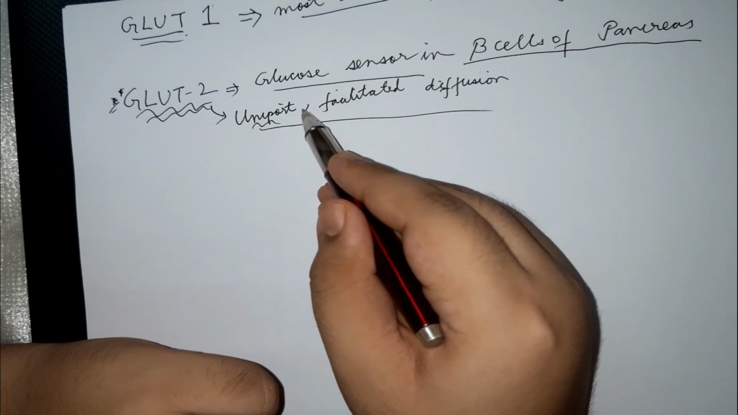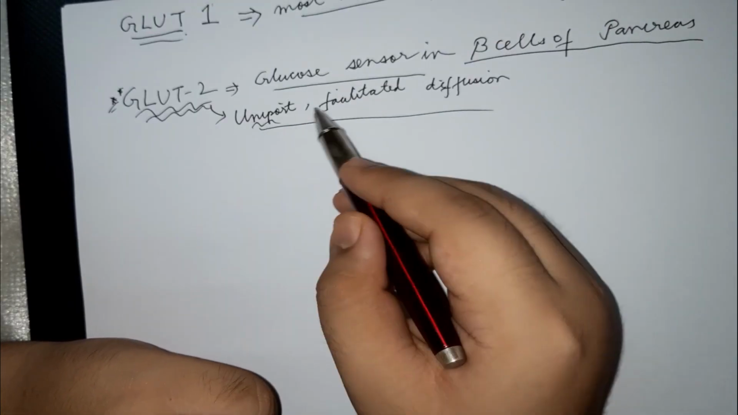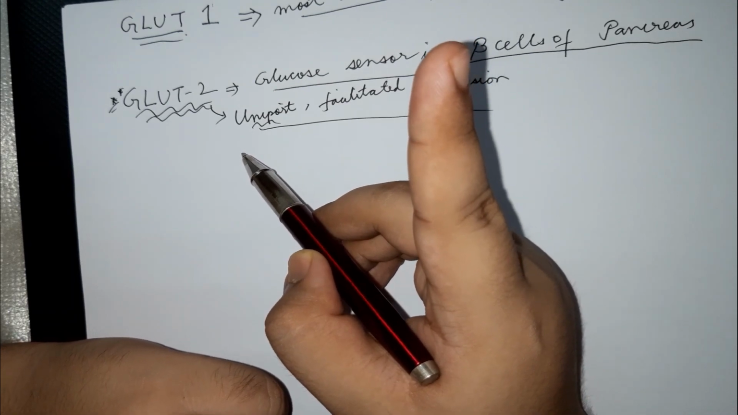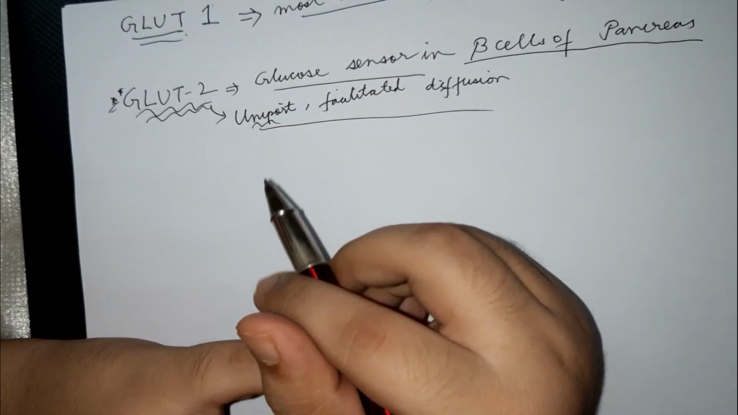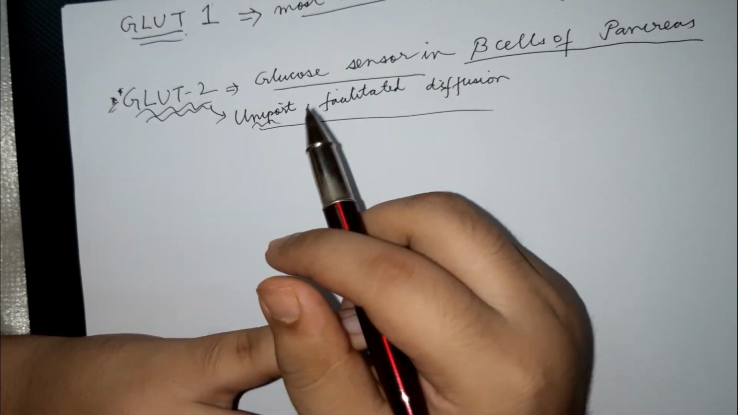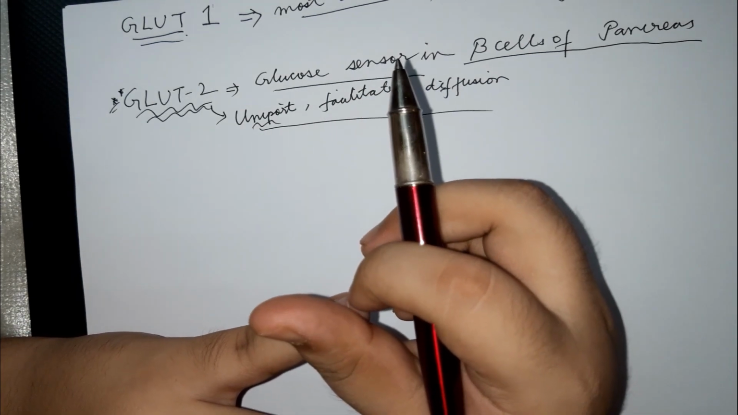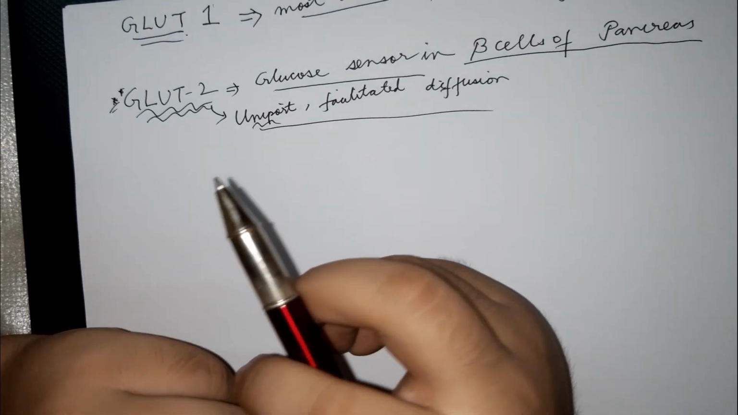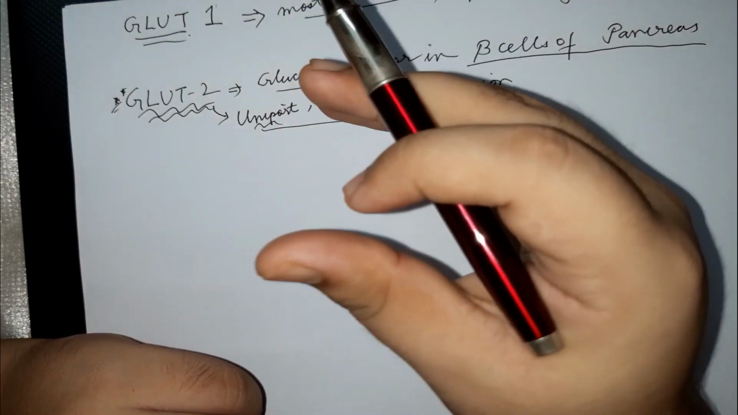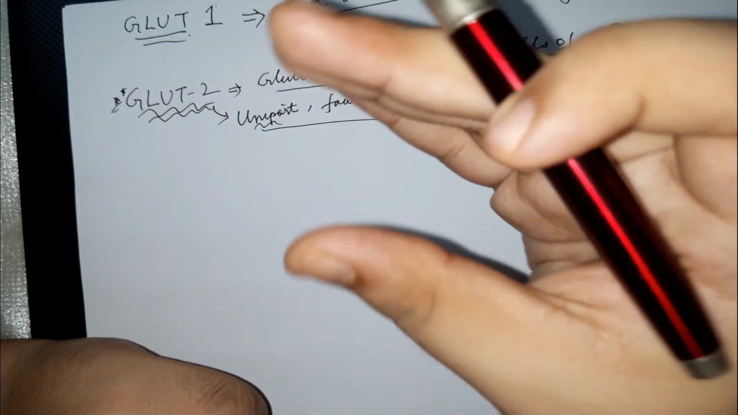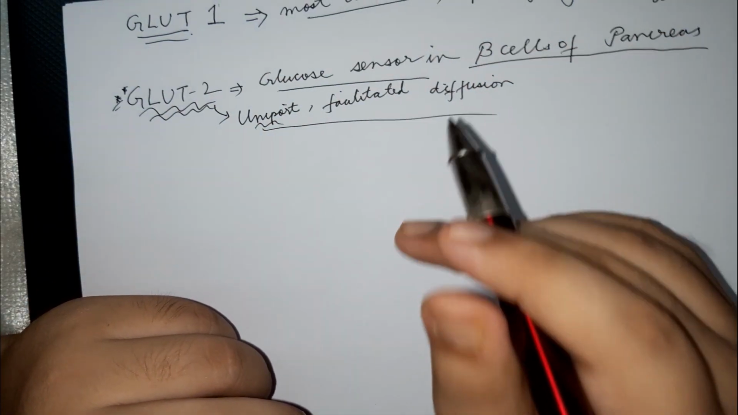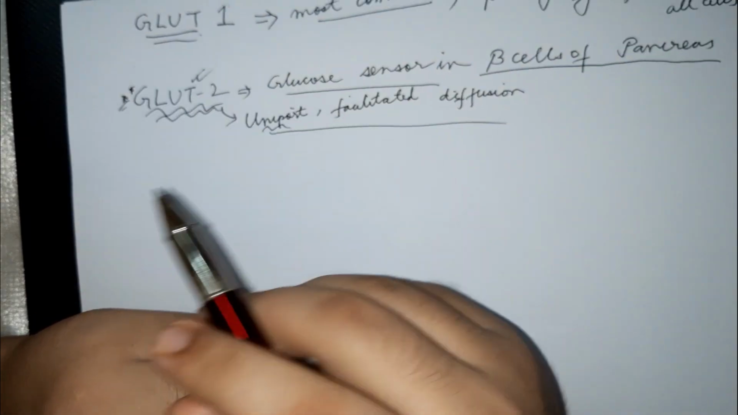GLUT2 is a uniport, so only one kind of substance is transported, and that is obviously glucose. And it works by facilitated diffusion. Diffusion, we all know, is a passive process. Facilitated means that the passive diffusion is being facilitated by a particular transmembrane protein. In this case, it is GLUT2.